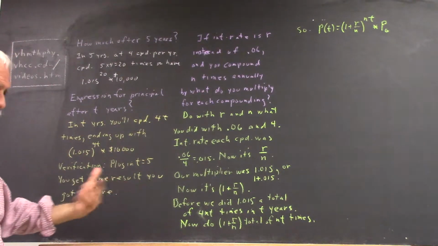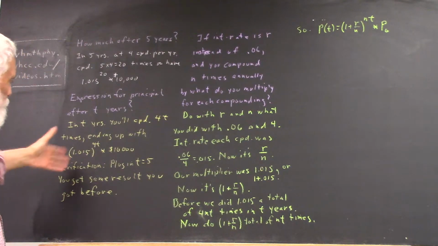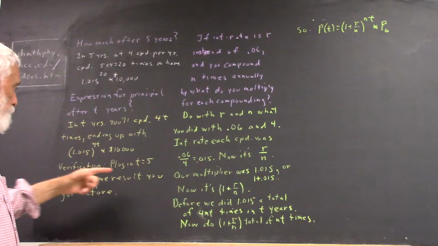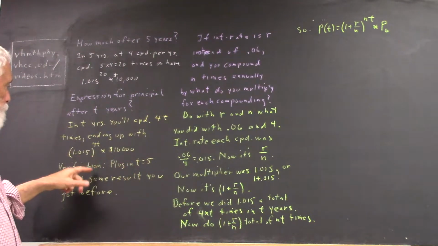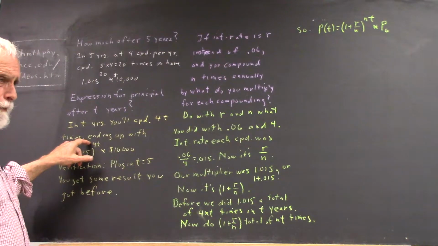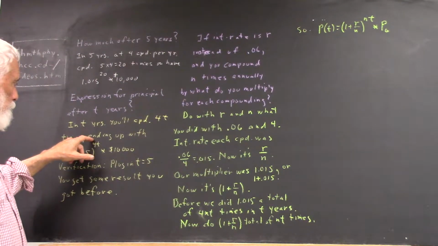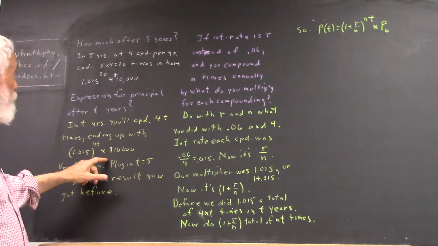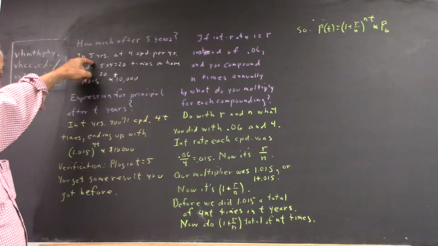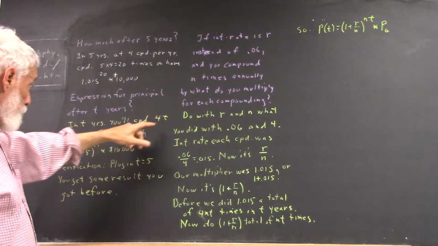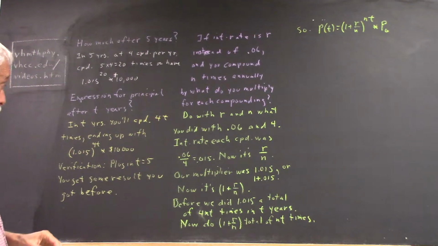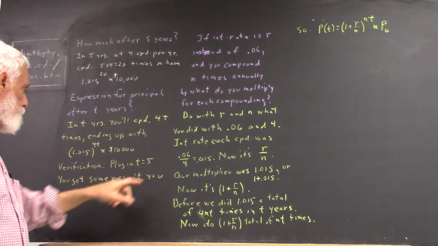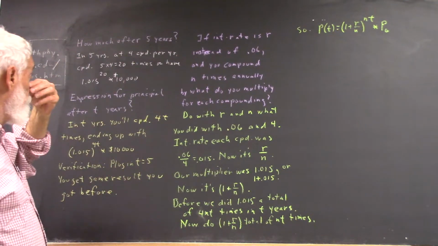Now, a kind of verification. It's not a complete verification, but at least a plausibility test. Maybe that's what I should have called it. Anyhow, let's plug in t equals 5. If we plug in t equals 5, we get 4 times 5, that's 20, right? So we have 1.015 to the 20th times $10,000. But of course, that's what we got when we did it for 5 years without abstracting it all the way to an expression in terms of t. So when you plug in t equals 5, you get the same result you had before.